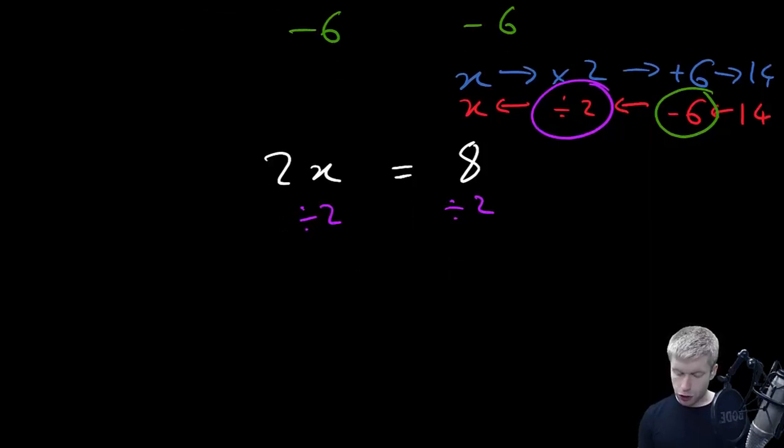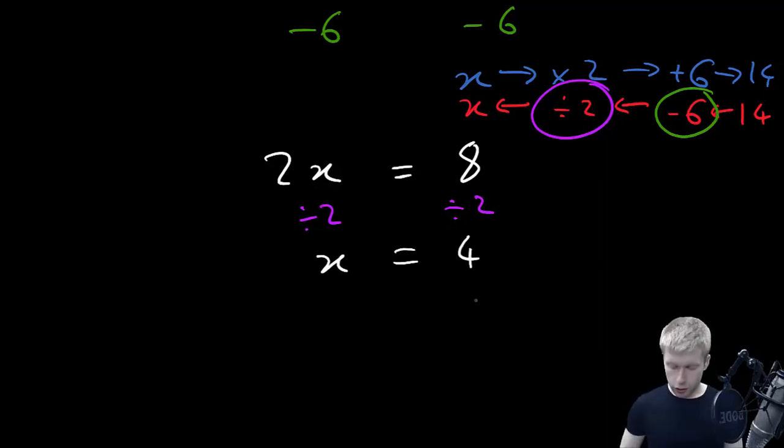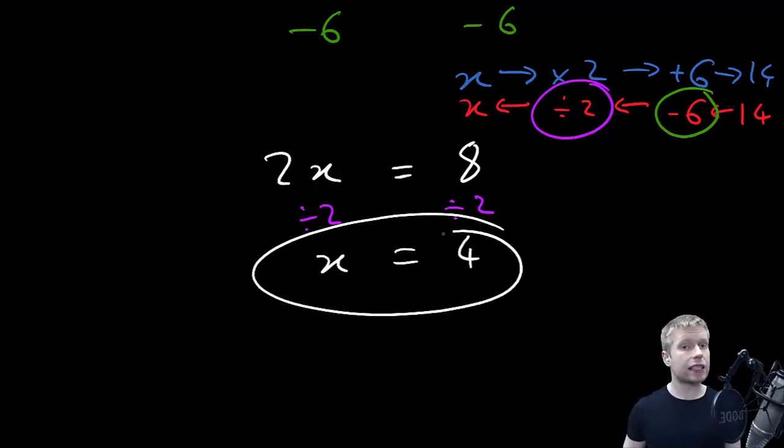So I divide both sides by 2. On the left-hand side, I just end up with an x. On the right-hand side, I just end up with a 4. So the solution to my equation was x equals 4. What about something like this then?